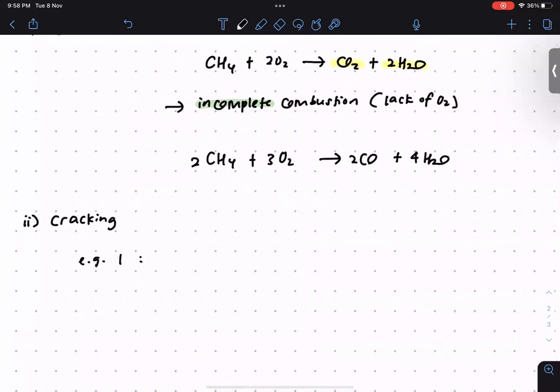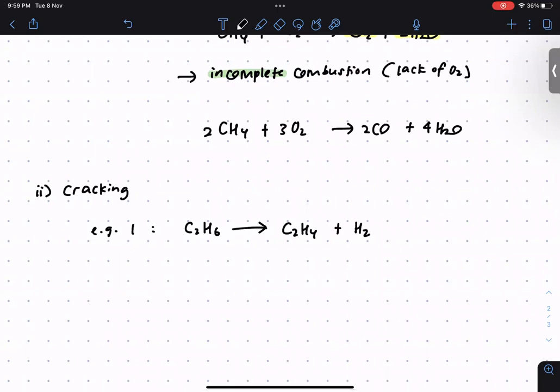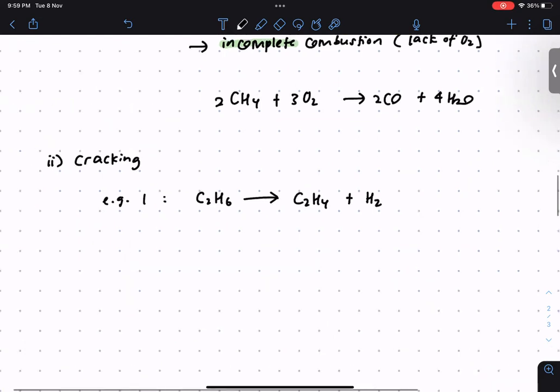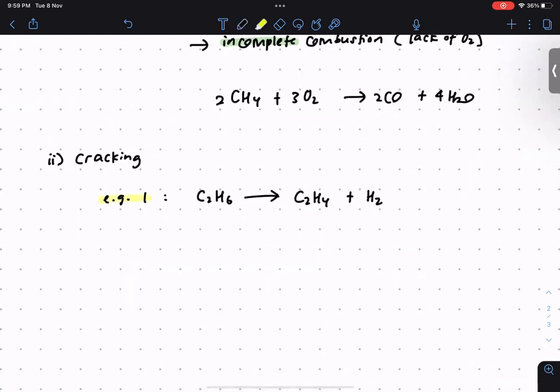Example 1. In this case here, if you have, say, for example, ethane, that can be cracked to produce smaller fragments. In this case, I'll put here ethene plus hydrogen gas. Okay, so what I can do is that you can actually crack larger molecules of hydrocarbons into smaller molecules of hydrocarbons. But you must remember that you must yield one saturated hydrocarbon and one unsaturated hydrocarbon.